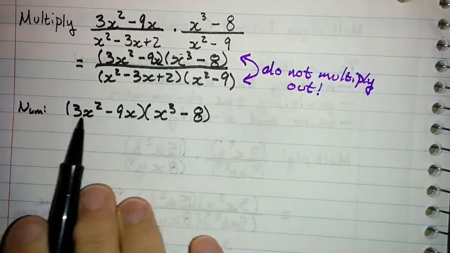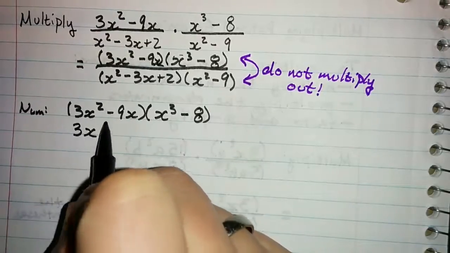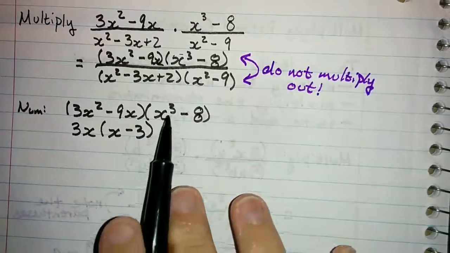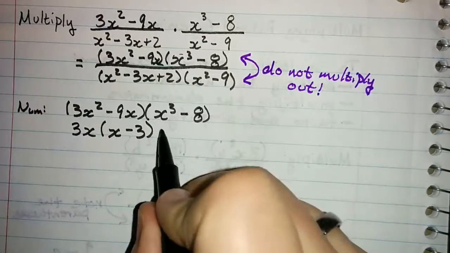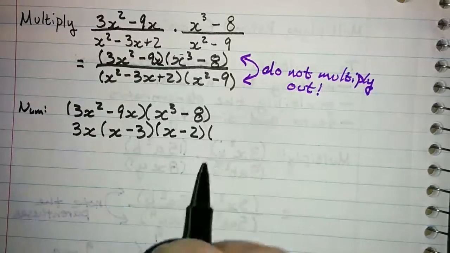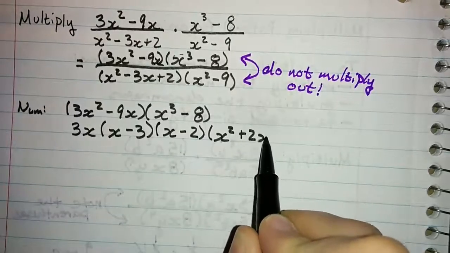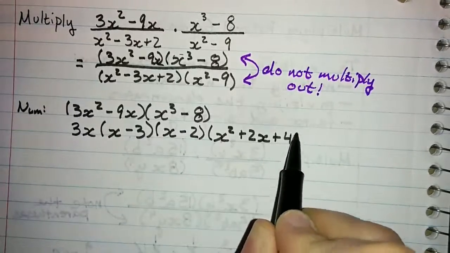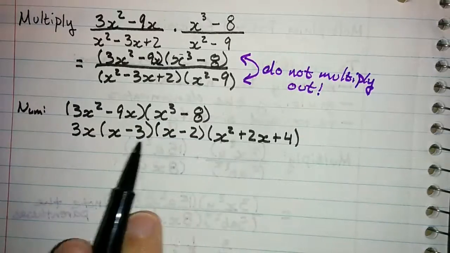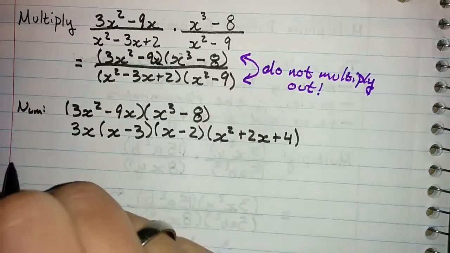I see that these two terms have a common factor, namely 3x, so I can factor that out. And this binomial, I see that it's a difference of cubes, so it factors as x minus 2 times x squared plus 2x plus 4. And now this is always prime. The rest of these are clearly prime. I'm done factoring my numerator.